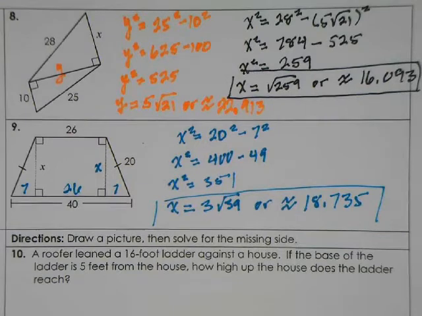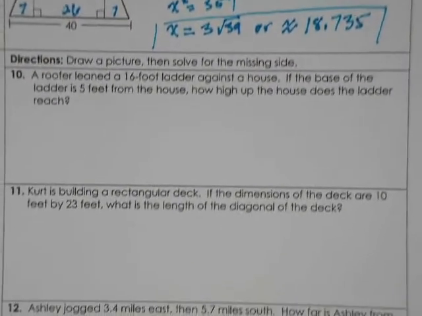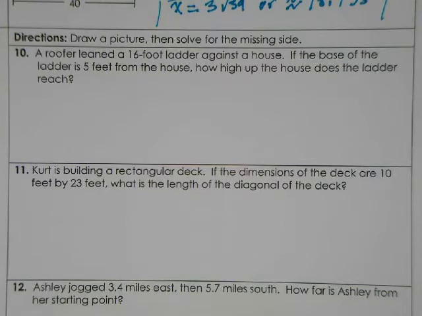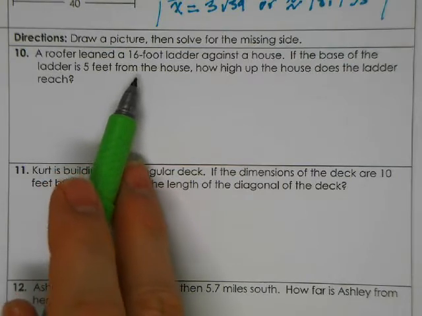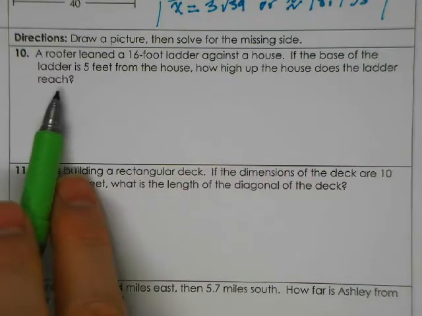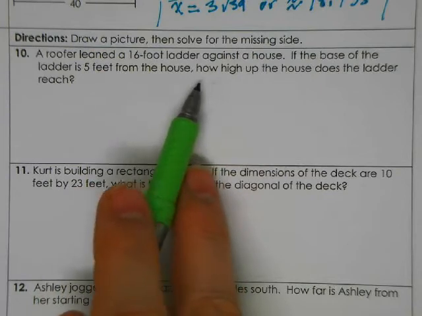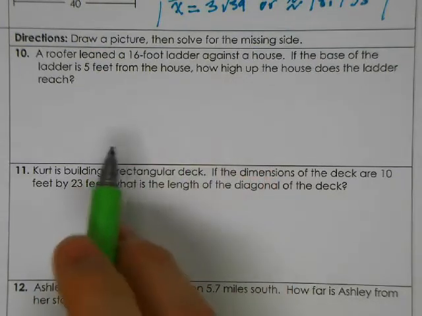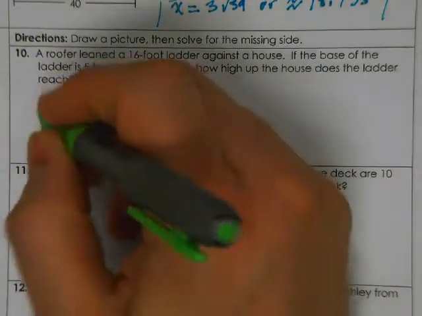So hopefully we're getting a good handle on what we're doing with the Pythagorean theorem. The Pythagorean theorem is the basis of what we do for the distance formula that we've been using in geometry for quite some time. But now let's take a look at some word problems here. So let's take a look at 10 and 11. Here, a roofer leaned a 16-foot ladder against a house. If the base of the ladder is 5 feet away from the house, how high up the house does the ladder reach? So these are pretty typical type of problems.